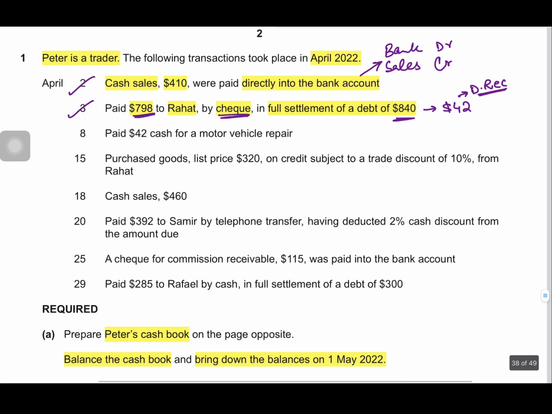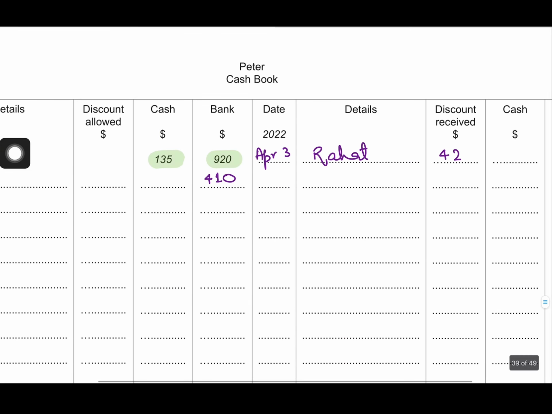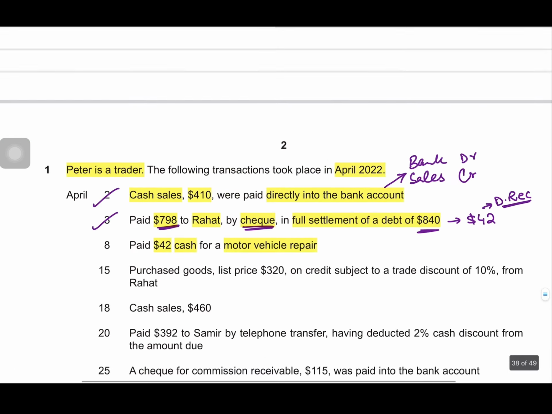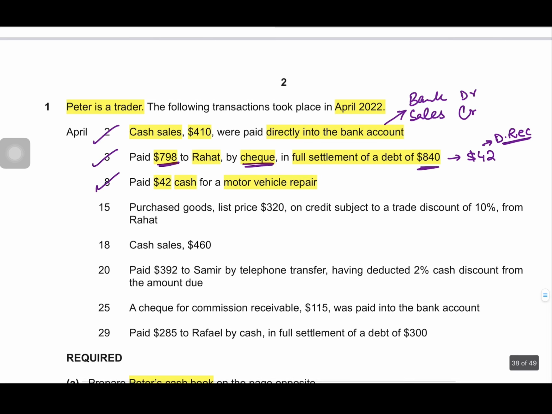Next is on April 8th, paid $42 cash for motor vehicle repairs. Very simple transaction. Cash account, cash column will be credited in cash book, and motor vehicle expenses or motor vehicle repairs would be debited. So $42 will be written in the cash column. 42 on April 8th, motor vehicle repairs, right?